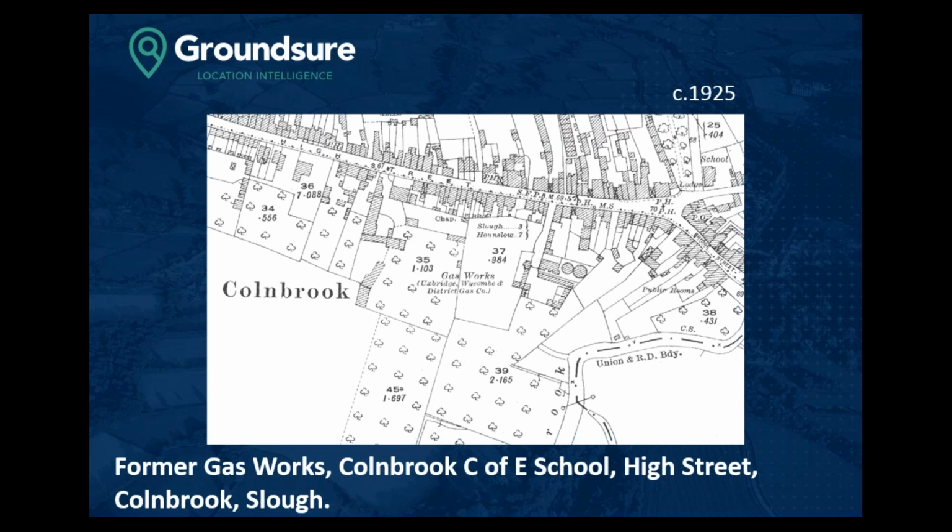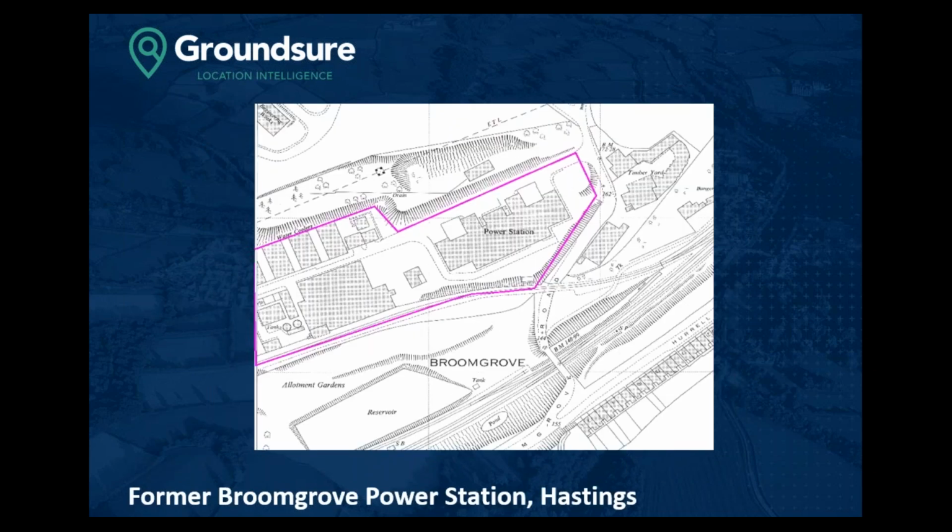We've got a few more case studies and then we will be done shortly. This next one is the former Broomgrove Power Station in Hastings. The power station was built on a former brickworks, and the construction was completed in 1966. It was a gas turbine power station built before the OPEC crisis.